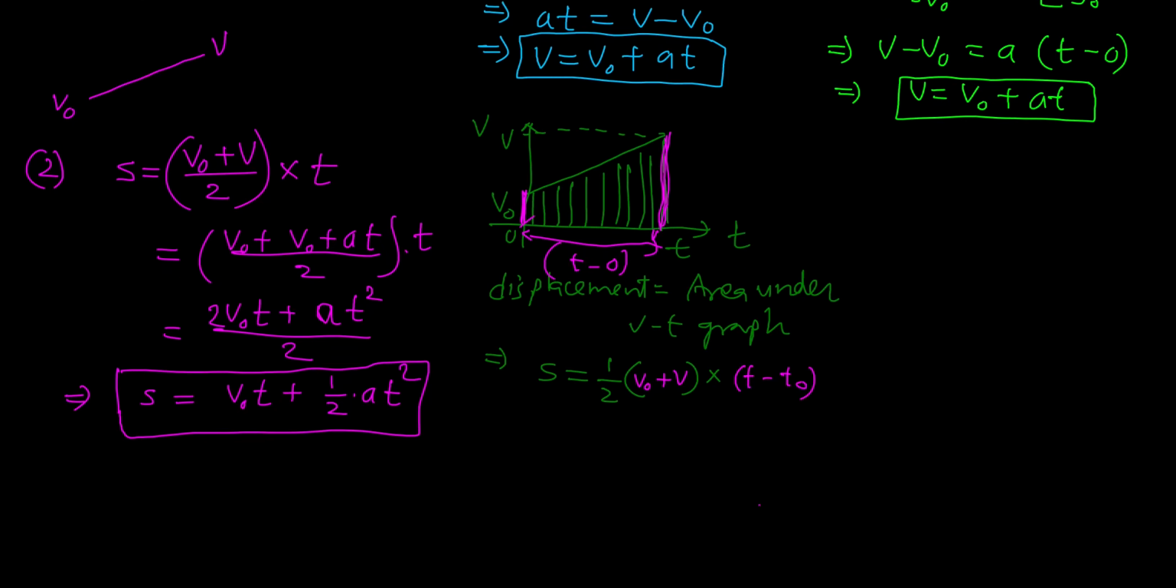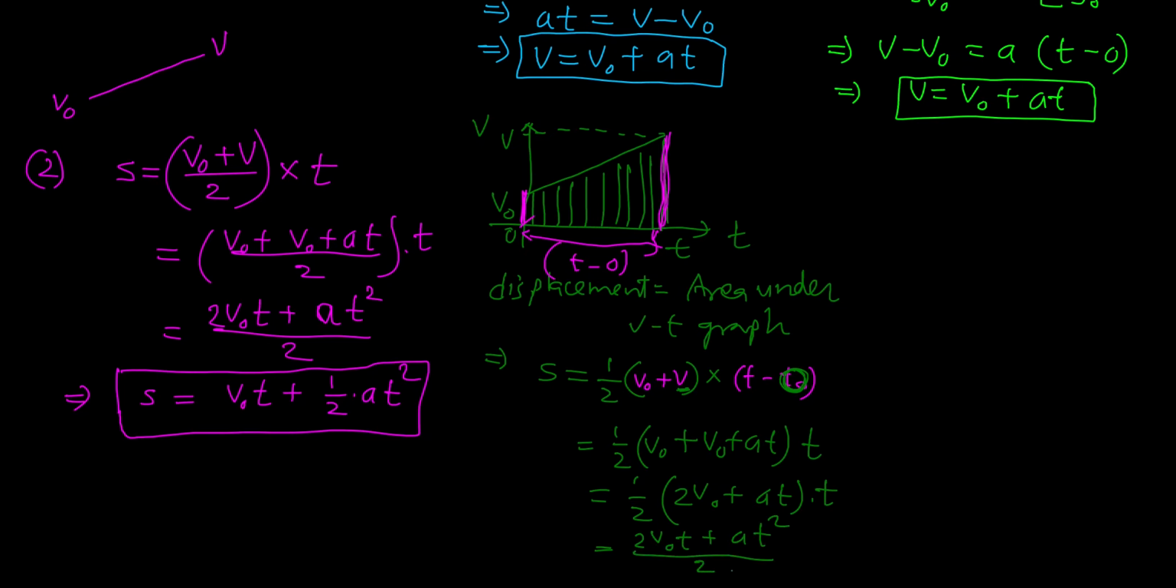So you can write this as half v naught plus v. Again we are going to put v naught plus at in place of this v. From the first equation we have v equal to v naught plus at, and the second term is t minus t naught, where t naught is basically 0. So it will become half v naught plus v naught, which is 2v naught, plus at, times t. Multiplying t inside, it becomes 2v naught t plus at square, divided by 2.